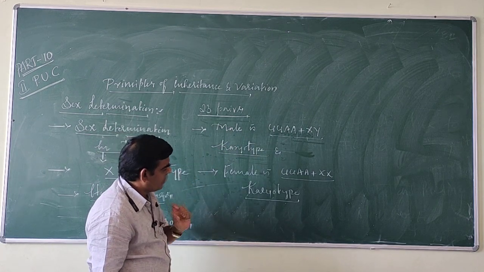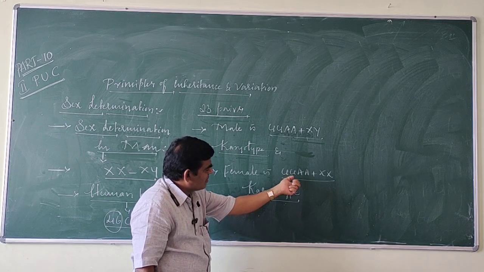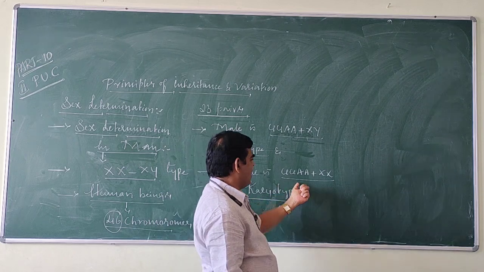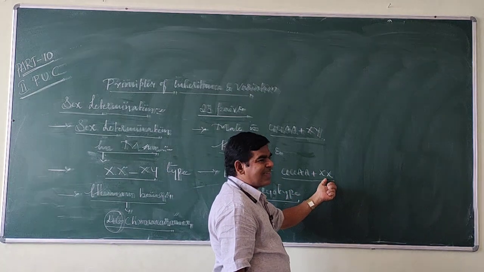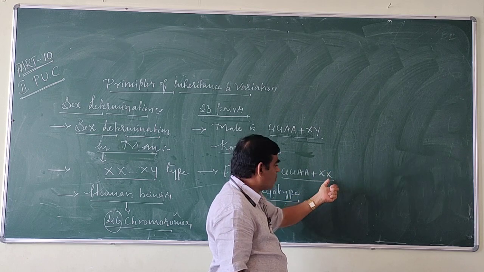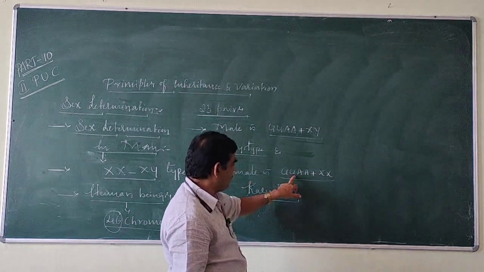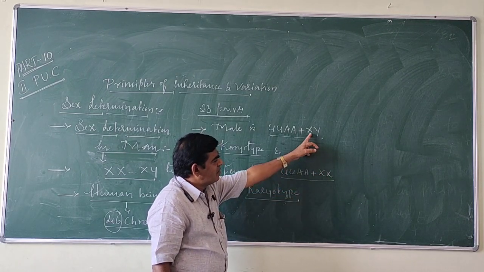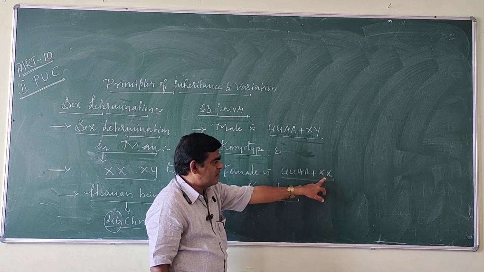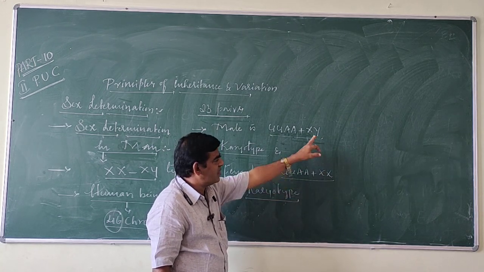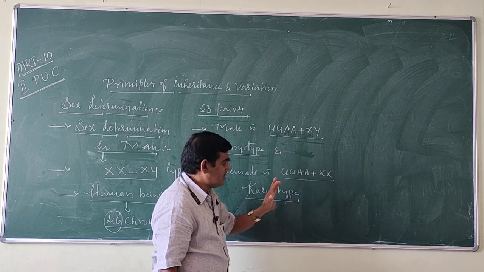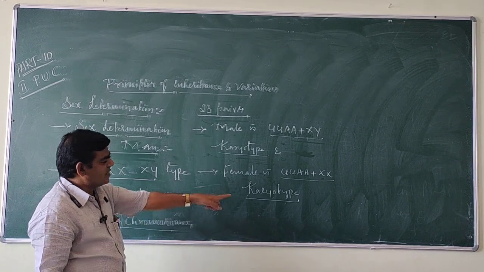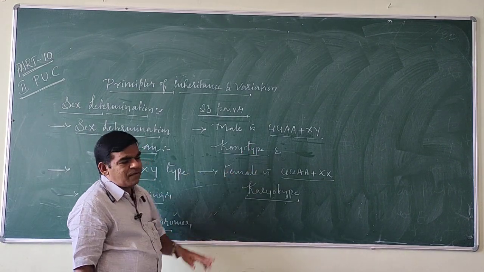In the female, the karyotype is 44 AA and 2 sex chromosomes, which means allosomes. Sex chromosomes are also called allosomes. 44 autosomes plus 2 sex chromosomes make 46. But here in the male X and Y are dissimilar, while in the female the sex chromosomes are similar. A total of 46 chromosomes are present in the female individual also. Clear? So this is the karyotype of female and karyotype of male.